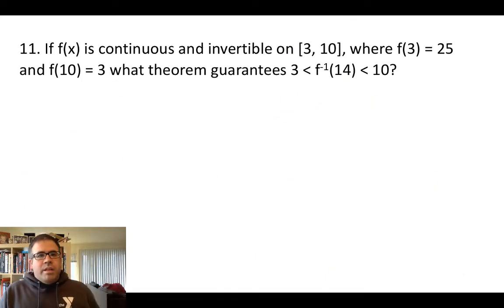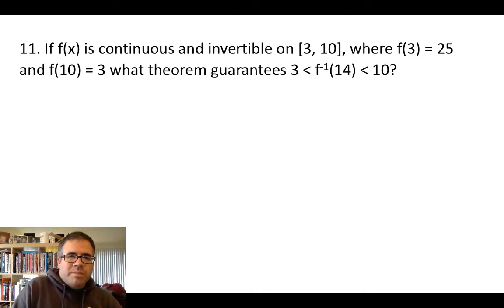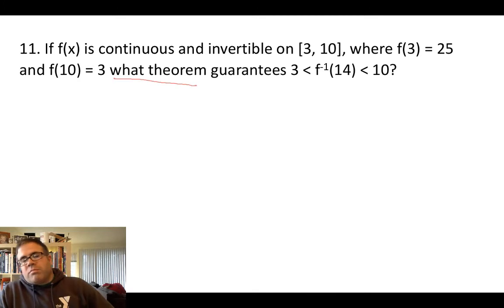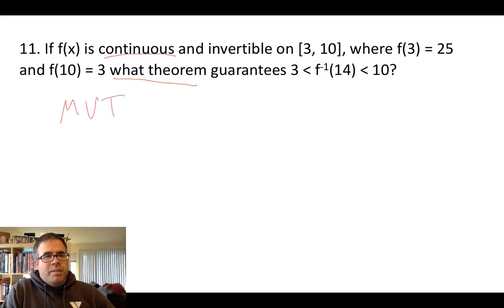All right, here we go. This one's got some more words. If f of x is continuous and invertible on the closed interval from 3 to 10, where f of 3 is 25 and f of 10 is 3, what theorem guarantees that the inverse function of 14 is between 3 and 10? Now, since it is a what-theorem question, you just have to know which one it is. The key point is continuous. You really only know two theorems, the mean value theorem and the intermediate value theorem.